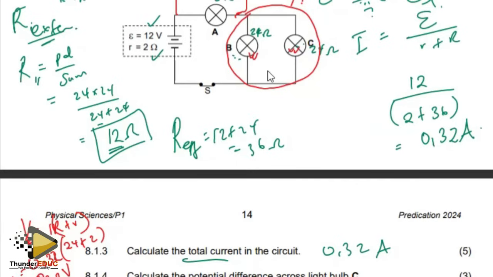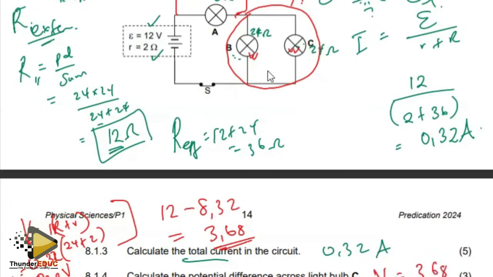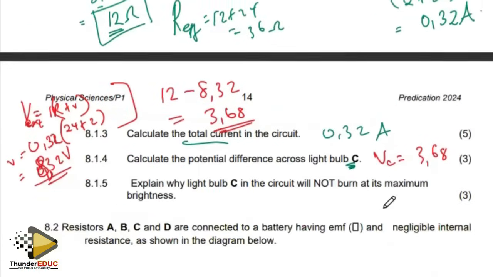Okay, then if I get my overall, which was 12, remember now this is just the EMF across this one. 12 minus 8.32 is going to give me 3.68. So 3.68 is across the parallel. And remember what we said, voltage across the parallel is always constant, or always the same. So we're going to say that the voltage across is 3.68. I'll keep that and go with that.